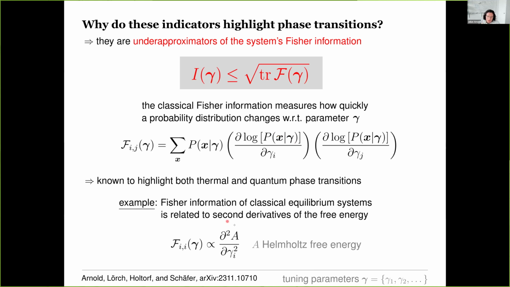So for example, if we consider the Fisher information, and here I just mean its diagonal entries, of classical equilibrium systems, so systems governed by a Boltzmann distribution, classical systems, then the Fisher information, so these diagonal entries, they will be related to second derivatives of the free energy. So where A is the Helmholtz free energy. And so in that sense, the Fisher information can pick up on non-analyticities in the free energy and therefore signal first and second order phase transitions.